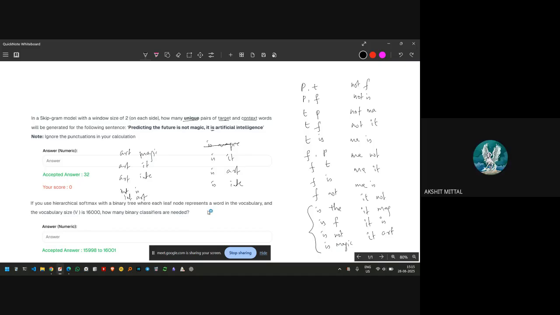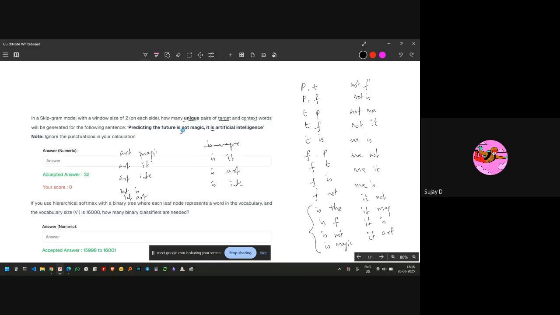How many? 32. Wait, let me count again: one, two, three, up to twenty. 33. Yeah, we are getting 33. Anywhere we made a twice. So the number of predicting is 1. The is 1. Future is 1.